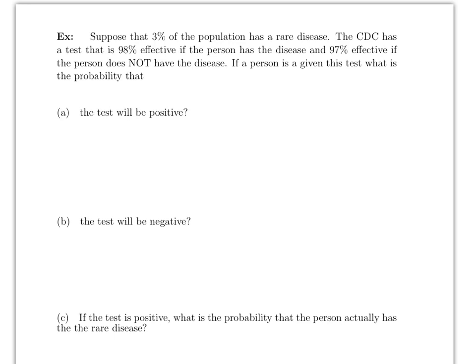Let's do another example. Here it says, suppose that 3% of the population has a rare disease. So the first branch should be this. The person either has the disease or they don't have it. And there is a 3% chance that they will have it. So therefore, that means that there is a 97% chance that they don't have it.